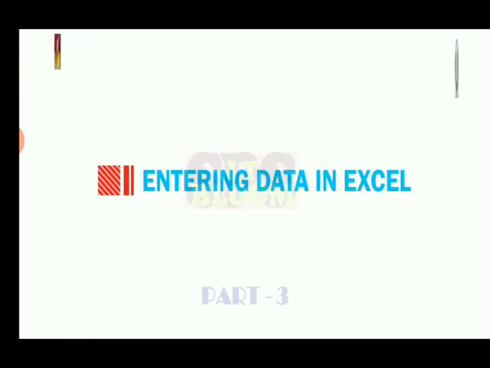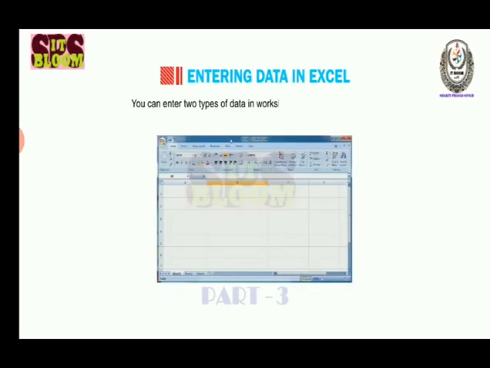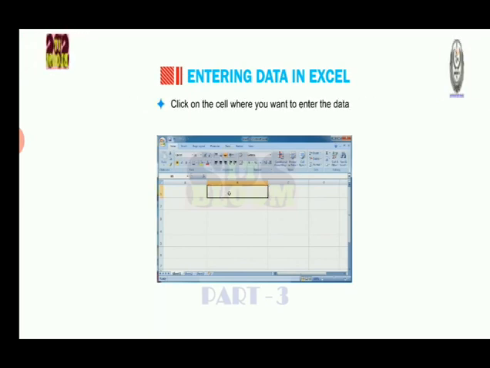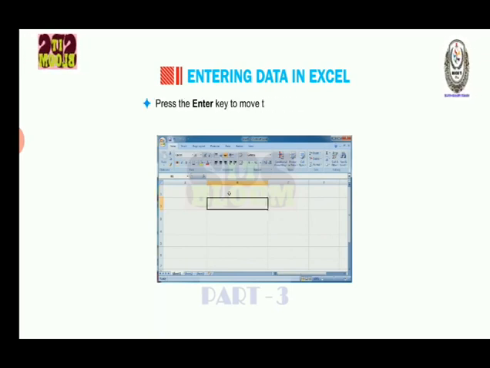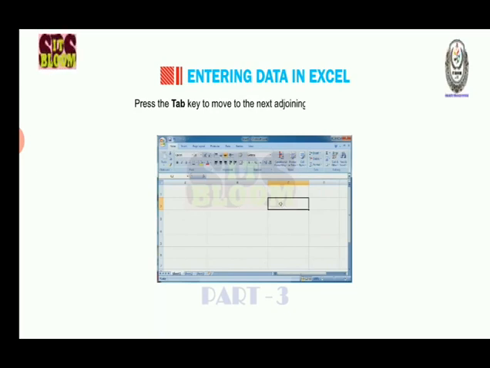Alright, let us now find out how to enter data in Excel. You can enter two types of data in worksheet cells, number and text. Click on the cell where you want to enter the data. Type your data into the cell. Press the Enter key to move the pointer down by one cell. Press the Tab key to move to the next adjoining cell towards the right.